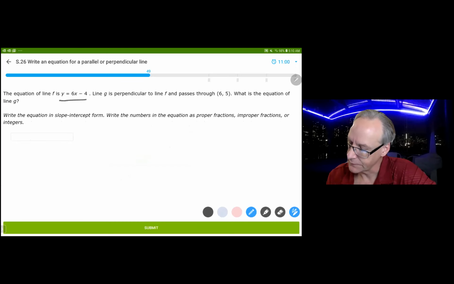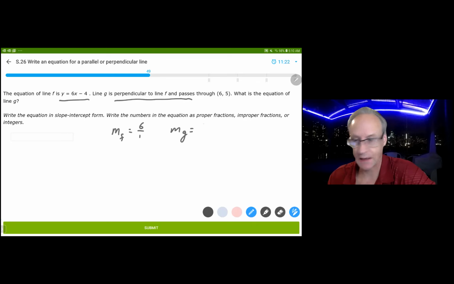Okay, this one doesn't look so bad. Oh, but it's perpendicular. The good news is that we have a 6 in there, so it's going to work out evenly. If you didn't see it right away, that's okay. It'll probably get easier as you go along. So we want it to be perpendicular. Now the slope of f is equal to 6/1. So the slope of g is going to be the negative reciprocal of that, which is -1/6.